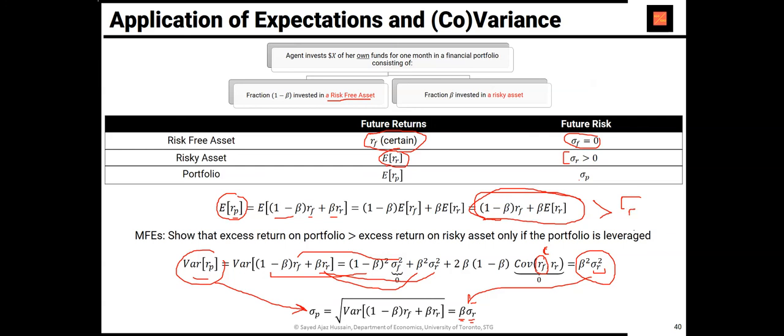And you just show that can only happen if you have a leveraged portfolio. It is physically impossible to beat a risky asset, let's say the market. You cannot beat the market on average in the long run unless you borrow money.